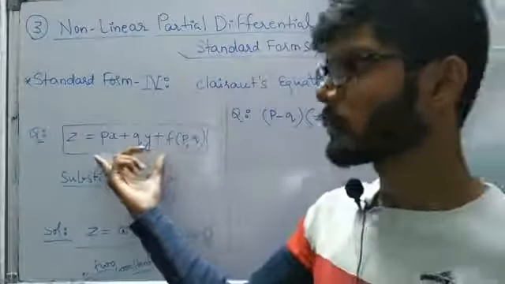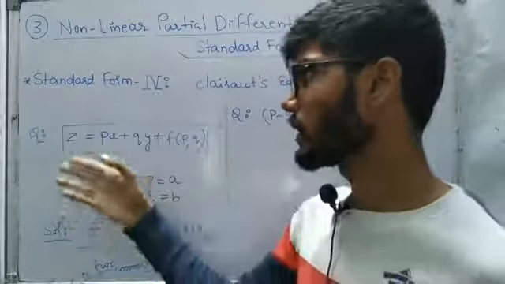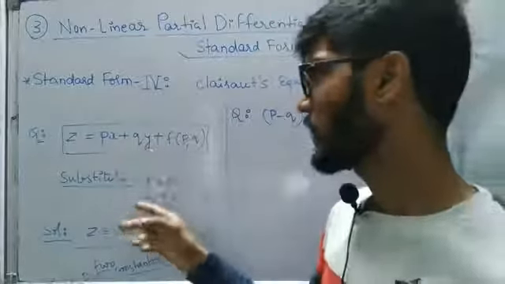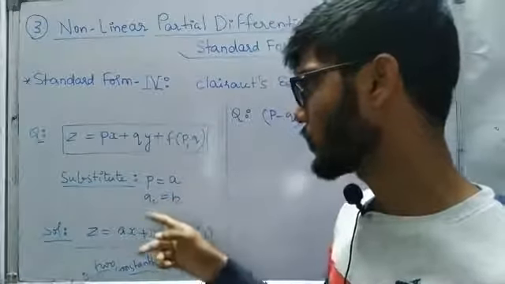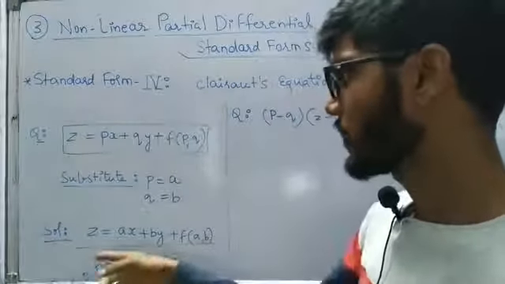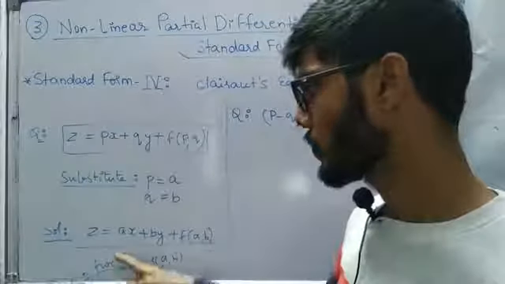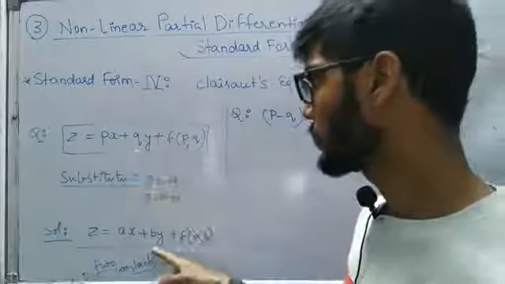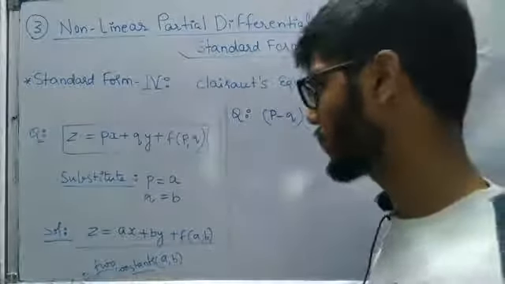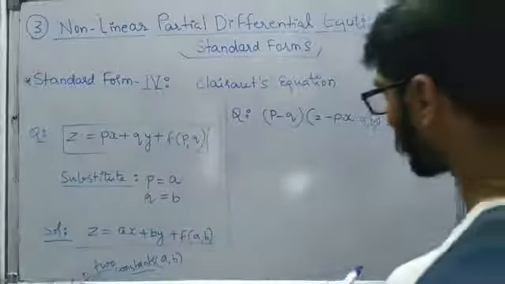Most of the time we are going to get the question in this form itself, and if it is not in this form, we have to rearrange the terms and first get it in this form. Then we substitute p is equal to a and q is equal to b, and we have the solution directly as z is equal to ax plus by plus function of a comma b, because p becomes a, q becomes b, and function of p comma q becomes function of a comma b. So we are going to have two constants a and b in the general solution. It is as simple as that.